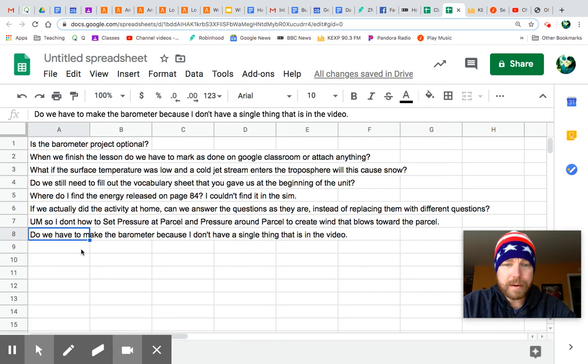Do we have to make a barometer? Because I don't have a single thing that is in that video. Yes, this person has to make a barometer. Everyone else you don't have to. It was optional. But this person, you have to find something else in your house that will work. I want you to get creative and try to make something that'll work.